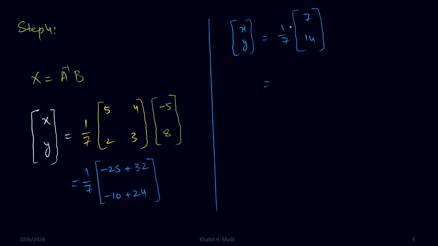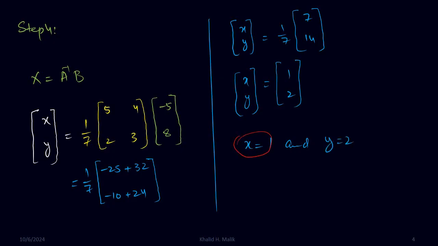Now we have to multiply. This is scalar multiplication with the matrix. So when we multiply 1 over 7 by 7, it will become 1, and when we multiply 1 over 7 by 14, it will become 2. So the final result will be xy is equal to 1, 2. It means x is equal to 1 and y is equal to 2. So this is the required solution. By using the matrix method, we have calculated the values of x and y.